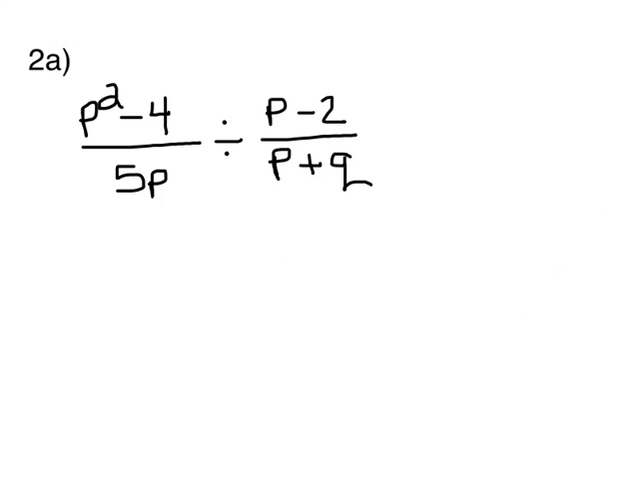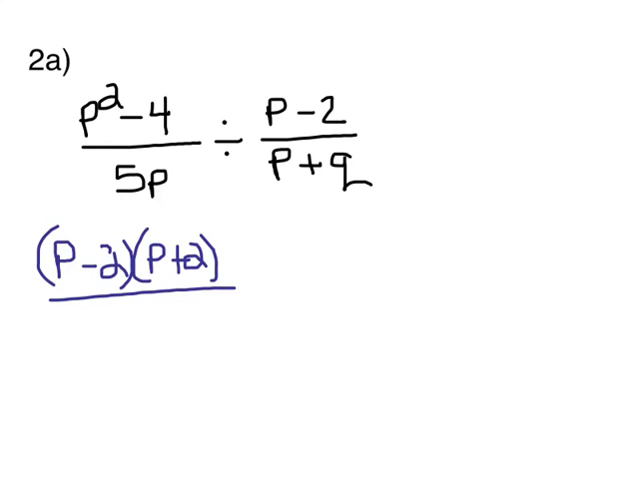In example 2a, again, we'll be factoring and then dividing by multiplying by the reciprocal. So in our first fraction, we'll factor p squared minus 4 into p minus 2, p plus 2. Remember that this p squared minus 4 is the difference of two squares. Now, in order to divide by another fraction, we'll be multiplying by the reciprocal. So on the top, we'll have p plus q in our numerator. In our denominator, we'll have p minus 2.